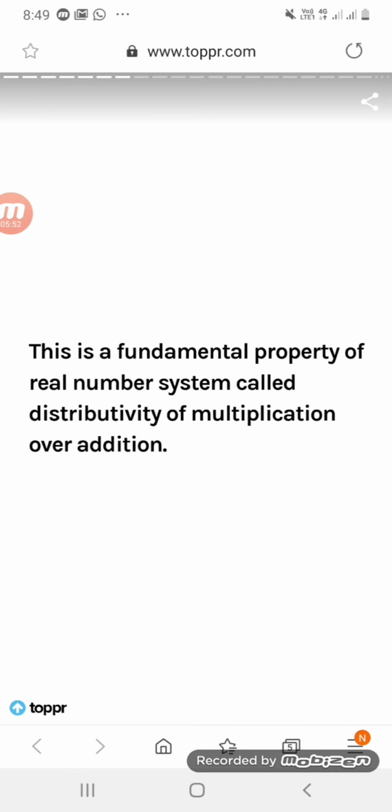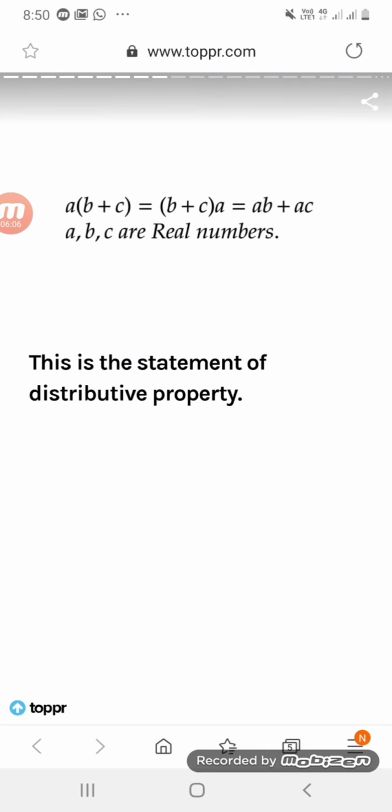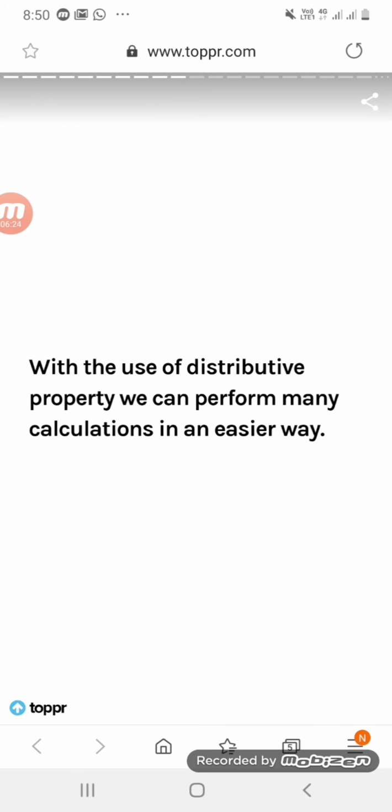So this is the fundamental property of the real number system called distributivity of multiplication over addition. So let us discuss this distributive property. Generally, we can write it as A into (B plus C) is equal to (B plus C) into A, or it can be written as AB plus AC, where A, B, C are real numbers. So this is the statement of the distributive property.